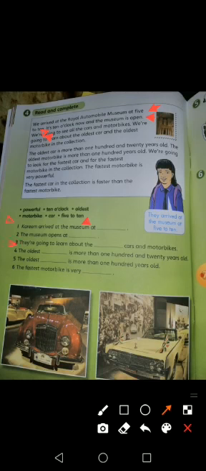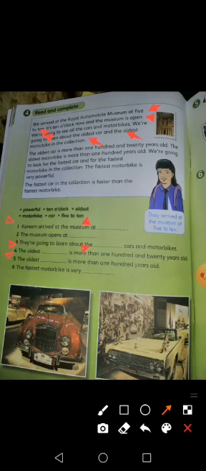So, number 3, they are going to learn about what? About the oldest car and motorbike. They are going to learn about the oldest car and the oldest motorbike in the collection, right? The oldest. Okay, student?